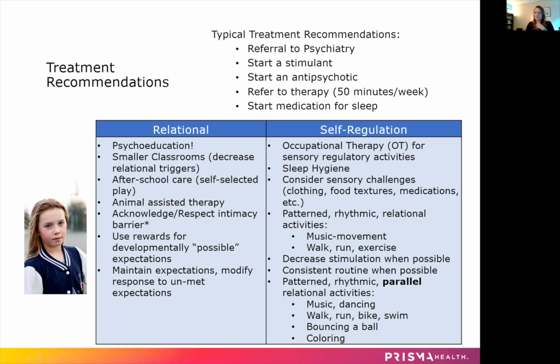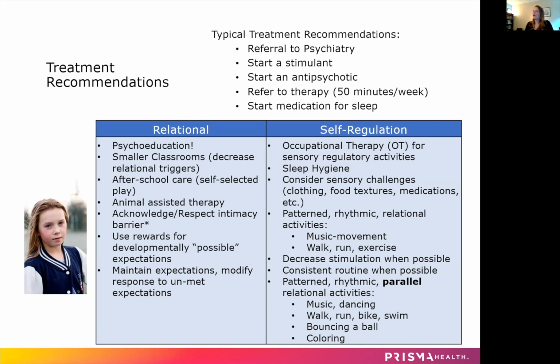So we talked about acknowledging and respecting the intimacy barrier, also using rewards for developmentally possible expectations. And what I mean by this is, well, let me read the next bullet, which is maintain expectations, but modify my response to unmet expectations. I may still expect that you're going to come sit at the table with family for dinner, but when you are not able to do that, maybe I'm not punishing you or raising my voice. I'm just saying, oh, okay, you're not ready to do that, and that's okay.